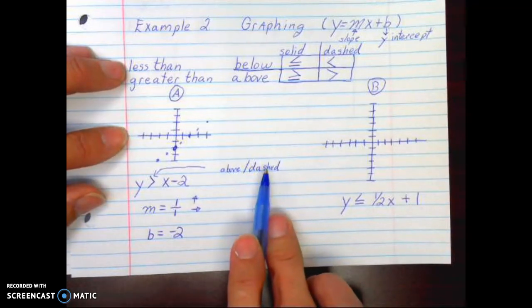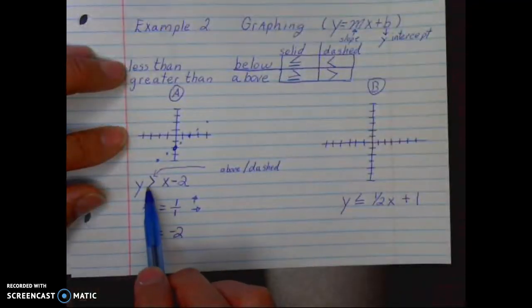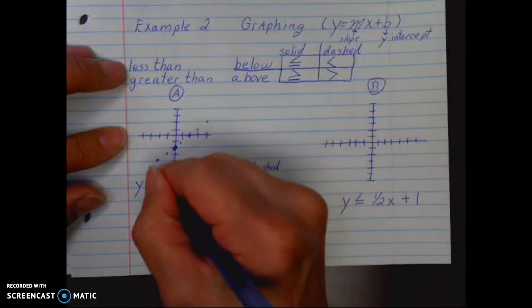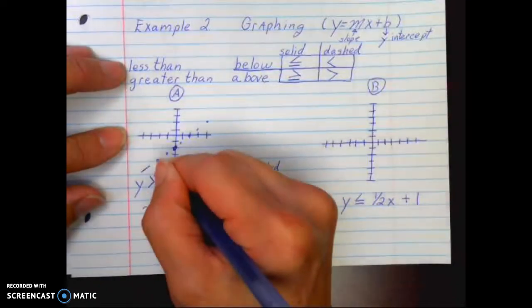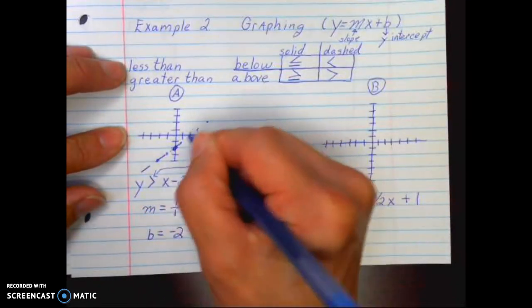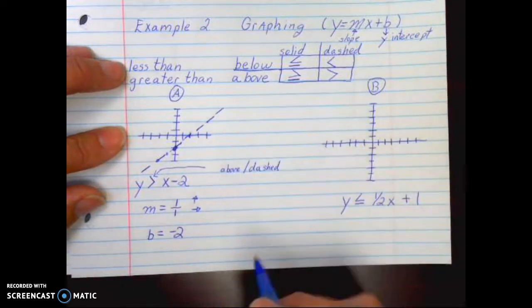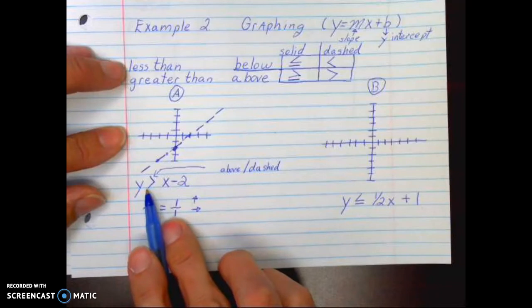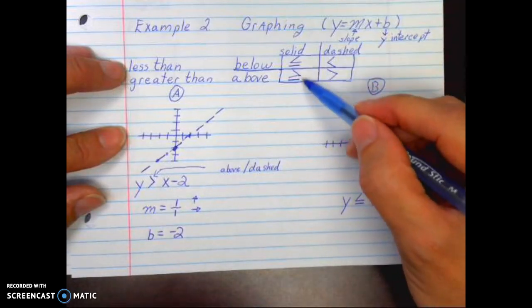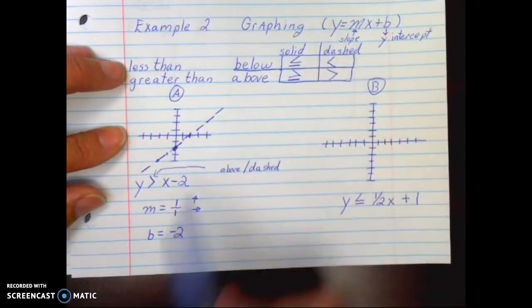Now, this is where this above and dashed come in. So first let's handle the dashed. Because this is a regular inequality, we're not going to draw a solid line. We're just going to do dashes. That's very crucial to this lesson. So if it's a regular inequality sign with no line underneath it, you do a dashed line.